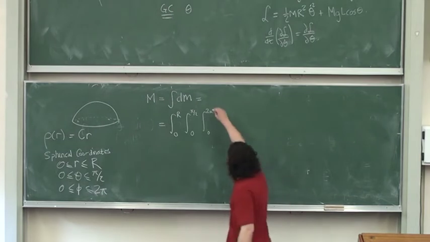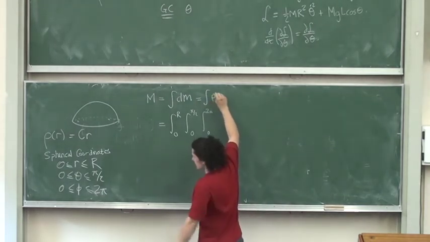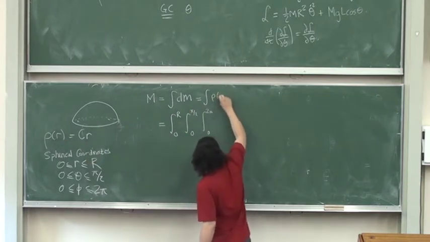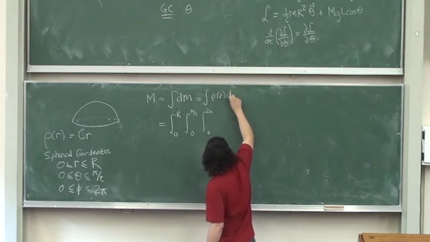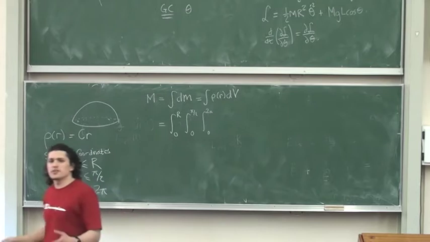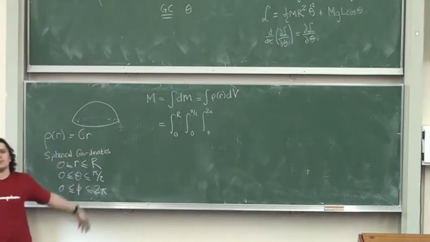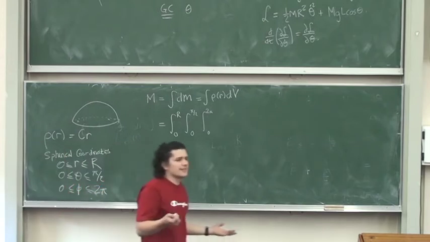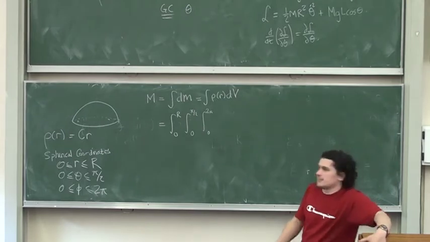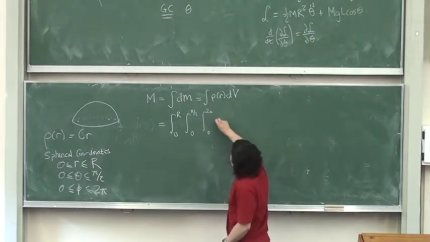So we have dm is equal to rho, the density, which is a function of r in this case, times dV. And if we were working with a two-dimensional object, instead of a dV, we would have written dA. If we were working with a one-dimensional object, instead of dV, we would have written dx, or dl. Right. So now let's write it again down here.